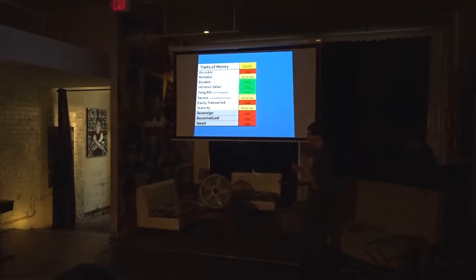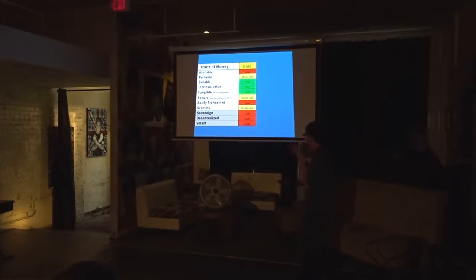Intrinsic value, we've discussed that before. A lot of people find intrinsic value in gold. If you found a gold bar lying on the ground, I'm sure you'd pick it up. And of course, fungibility. An ounce of gold, regardless of the shape, is usually worth an ounce of gold.